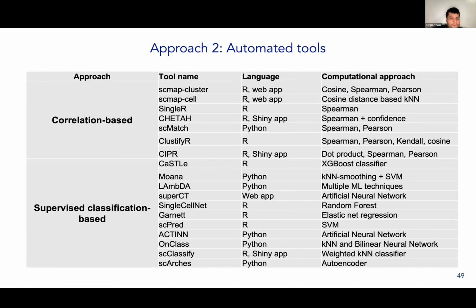This slide will be available for you, but in general, the tools could be split between the correlation-based and the supervised-based. They're also available in multiple languages like R, Python, MATLAB, and in a lot of cases they have their own web app where you can just upload either your matrix or the modules of genes differentially expressed, and it will try to give the most similar cell types.